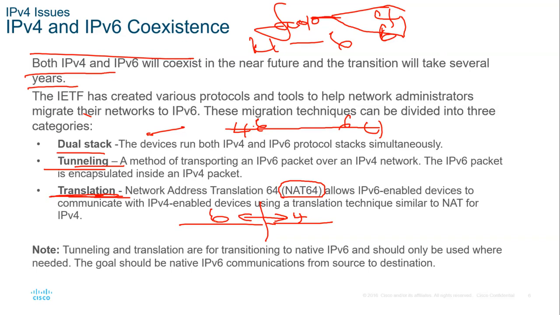So note, tunneling and translation are for transitioning to native IPv6 and should only be used where needed. The goal should be native IPv6 communication from source to destination. So these are the modes on how the two versions can coexist with time, so that when the time comes, the transition can be fully absorbed from IPv4 to IPv6.